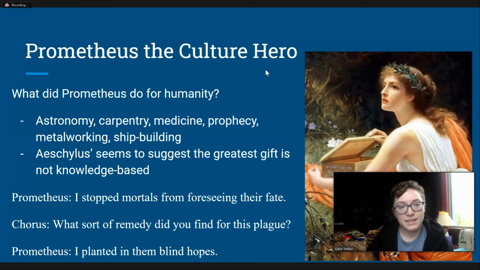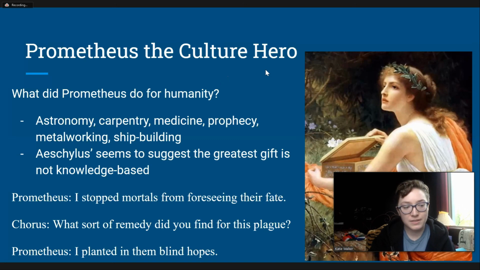Prometheus says, "I stopped mortals from foreseeing their fate." And the chorus asks, "What sort of remedy did you find for this plague?" "I planted in them blind hopes," which has a lot of really interesting implications because it suggests that maybe the reason hope, which was such an odd thing to be with all of the evils in the world, was in the box to begin with was because Prometheus had thought to put it in there. So humanity could see all of the evils of the world, but because they had that blind hope, it didn't matter because they were just like, everything's going to be okay. We're going to work it out. We're going to live our lives. It's going to be cool.